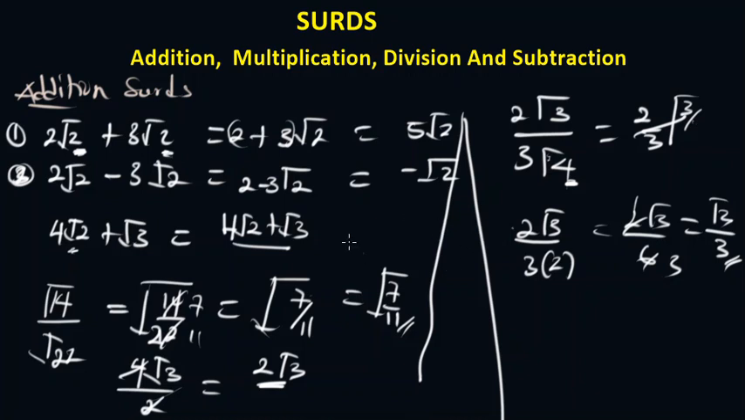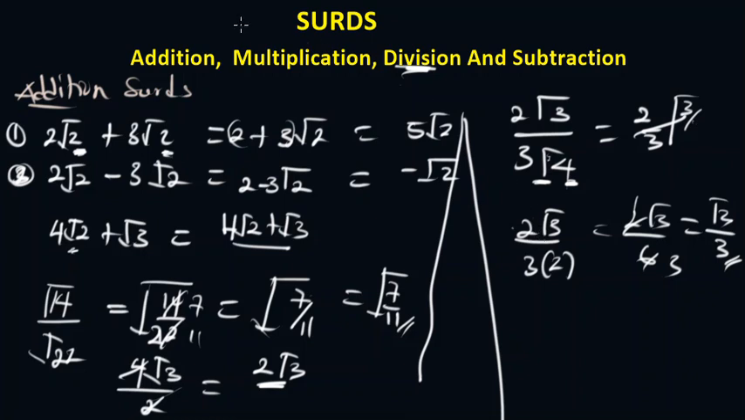Now let's look at division of surds. We mostly look at rationalization, making it a proper surd. So we will look at it in the subsequent video.